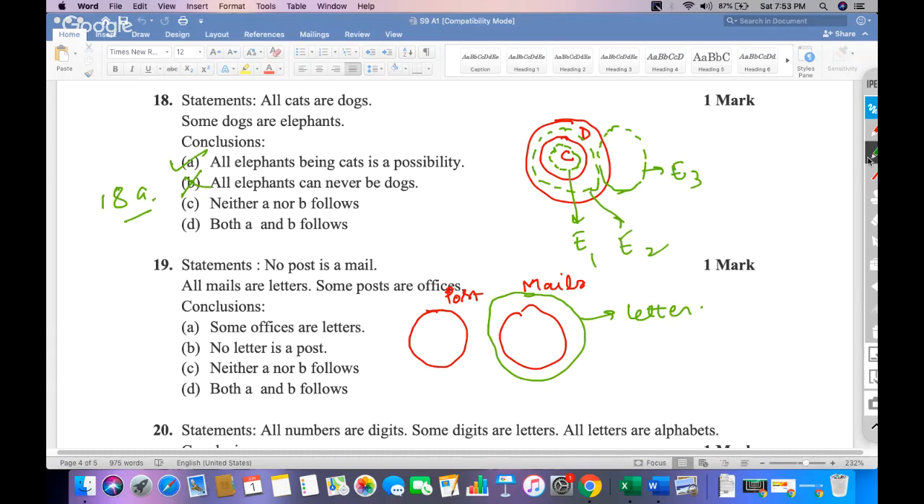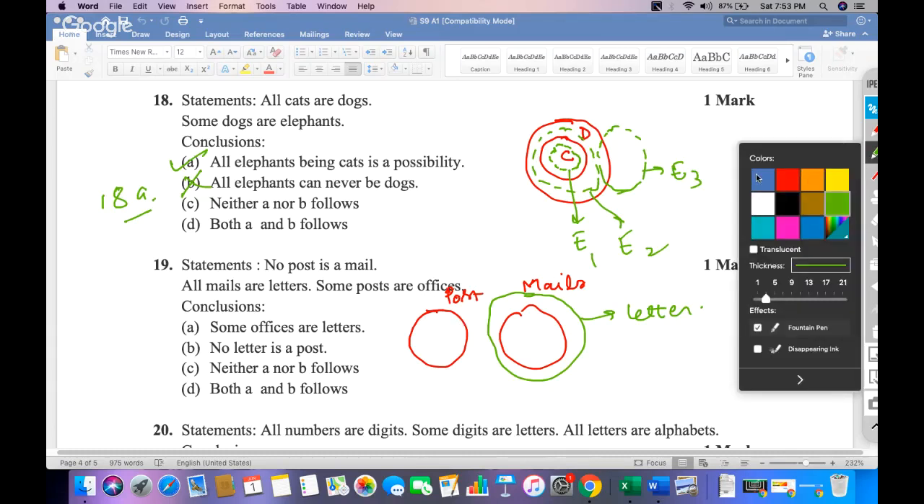There can be different cases now. So look at here. It can be like this. Some posts are offices. Or it can be like this. Or it can be a third case where all three of them can be included. So some officers are letters.